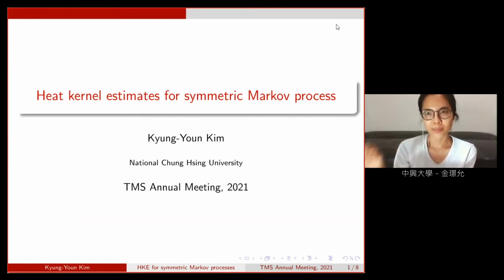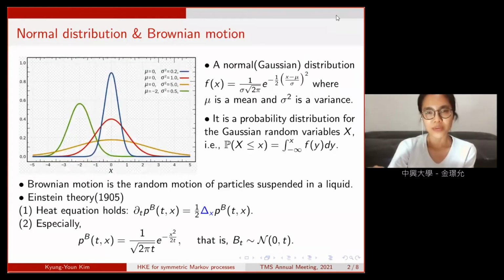Today I will talk about my research area, which is heat kernel estimates for symmetric Markov processes. First, I will start with the normal distribution.